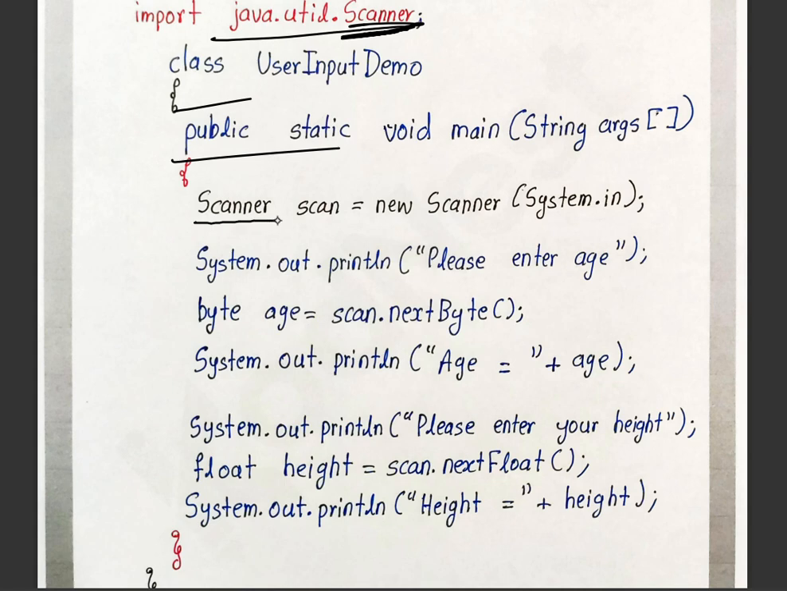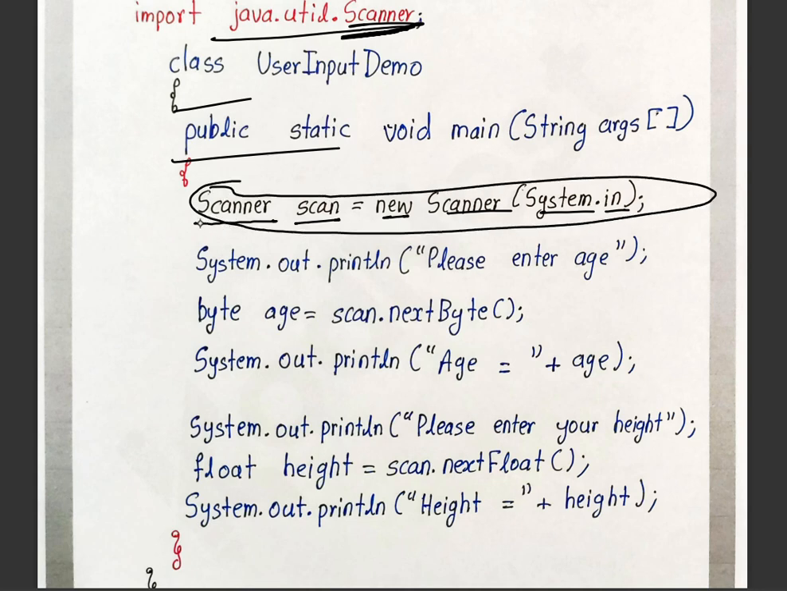This is the syntax for Scanner. Scanner scan equals new Scanner(System.in). By this we declare the Scanner. See here, Scanner, this S is capital, and this S is capital too. Scanner sc equals new Scanner(System.in). Here we can write any variable name like sc, s, or anything, but new Scanner(System.in) is mandatory. Next, print: please enter the age.